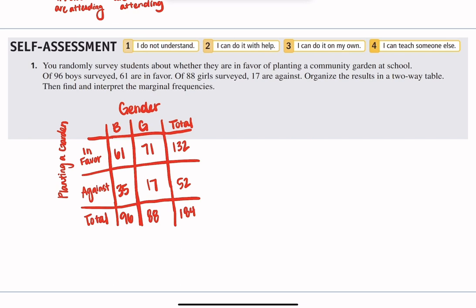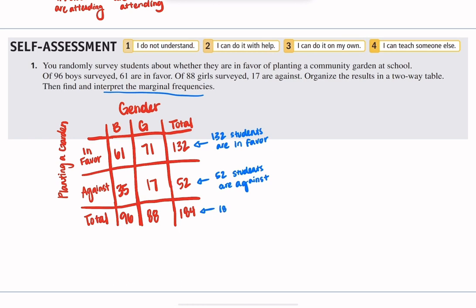And then we will interpret our marginal frequencies. So you would have found that 132 students are in favor, 52 students are against, and 184 students responded.